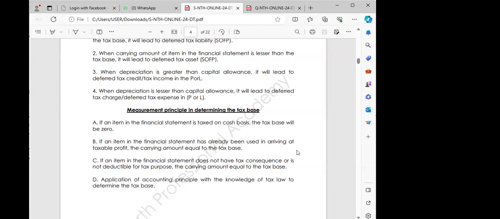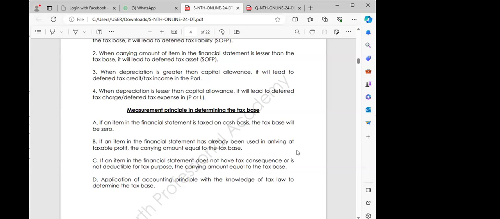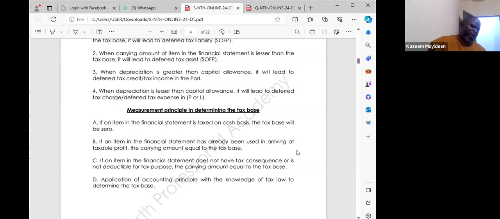Then the fourth one, application of accounting principles with the knowledge of the tax law to determine the tax base. If you know these 4 things, for a question of this type, you are home and dry. No problem.